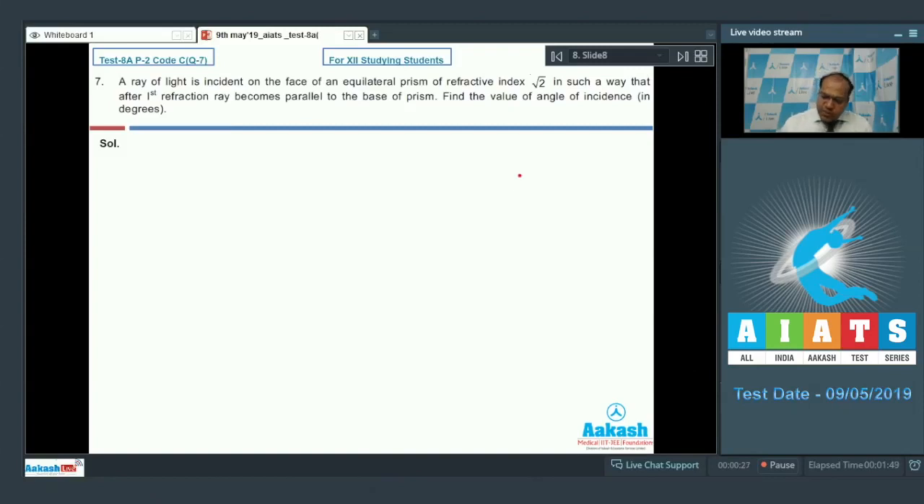So let's analyze the situation. Suppose this is an equilateral prism. So the prism angle is A, which is 60 degrees. The incident ray is something like this. This is the normal, and after the first refraction, the ray becomes parallel to the base of the prism. It means it is the condition of minimum deviation.